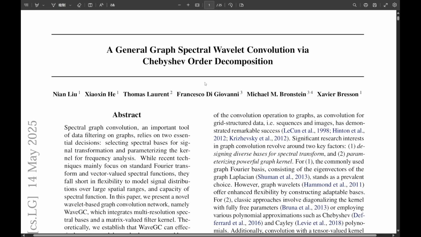You train on Fourier-based graph convolutions. They hit walls with long-range signals. You train on wavelet networks. They fumble short-range precision. You realize they share abstractions: spectral bases adaptability, kernel expressiveness, multi-scale mixing. You merge them into WaveGC, multi-resolution wavelet bases plus matrix-valued kernels. Short-range tasks get sharper. Long-range graph info stops slipping through.